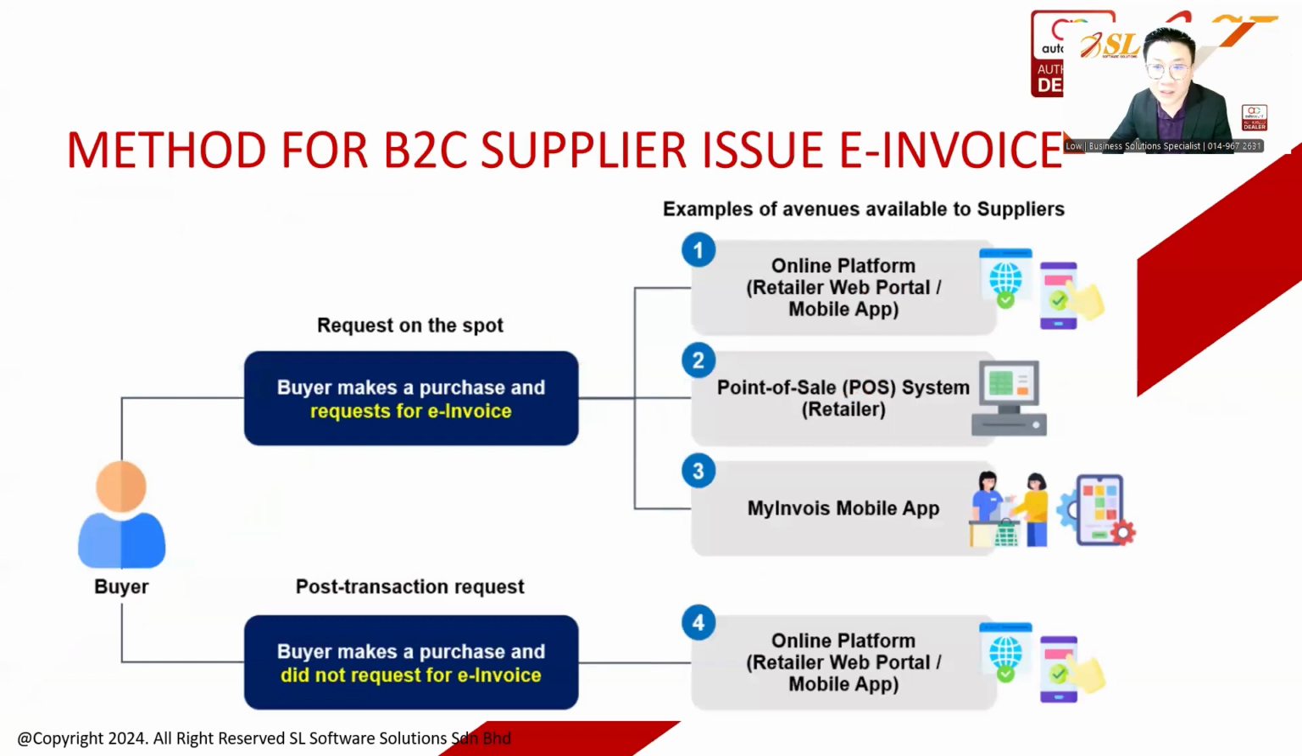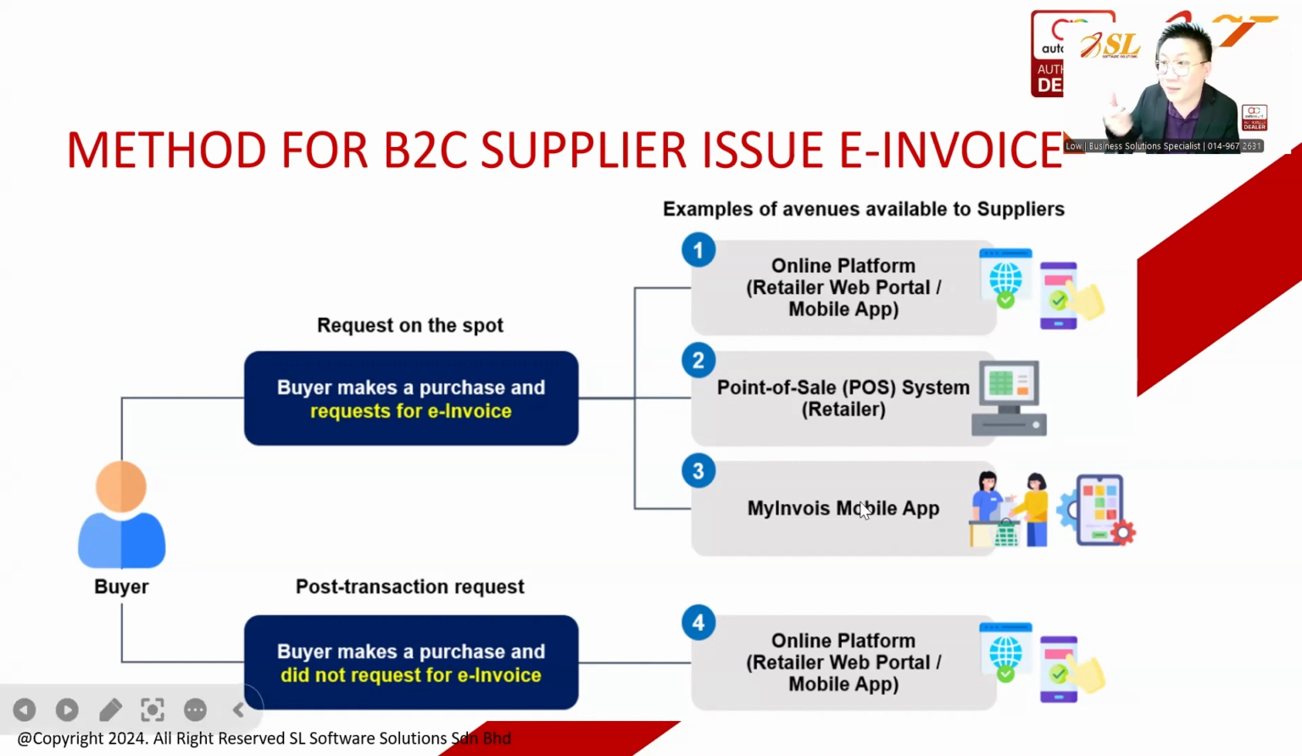Based on LHDN guideline, there are 4 ways to prepare this if the customer requests for standard invoice. If the customer on the spot requests for standard invoice, they suggest to provide the website or apps to the buyers, so let the buyers generate the invoice themselves. This is way number 1. The second way is via any accounting system, you ask the company to issue the invoice for you.